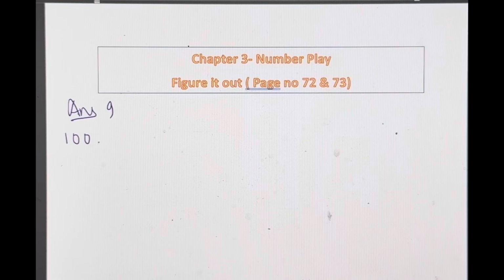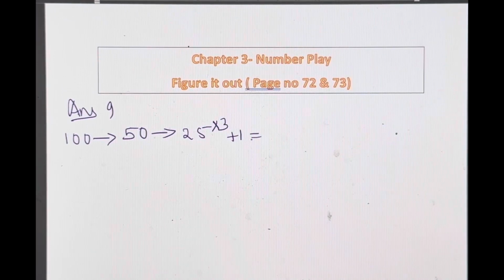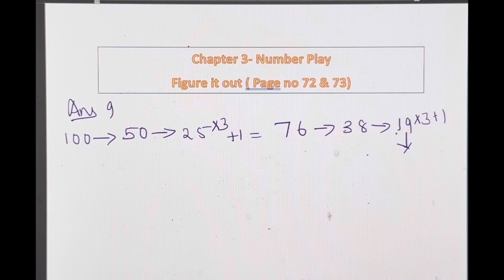100 is even. So half it, you get 50. 50 is also even. Half it, you get 25. 25 is odd. So triple it, so multiply by 3 plus 1. So 25 threes are 75. Plus 1, you get 76. 76 is even. So half it, you get 38. 38 is even. Half it, you get 19. Now 19 is odd. So multiply by 3 plus 1. So 19 threes are 57. Plus 1 is 58.